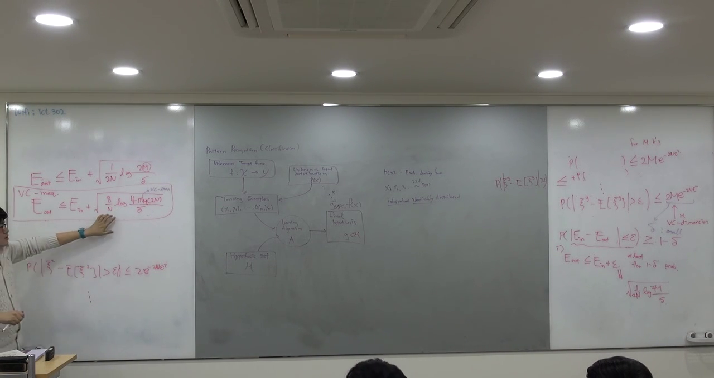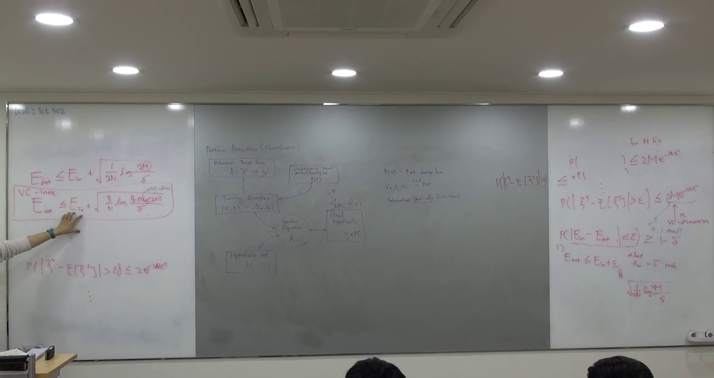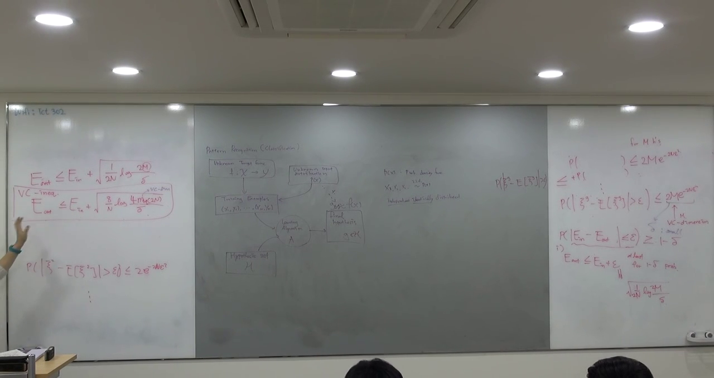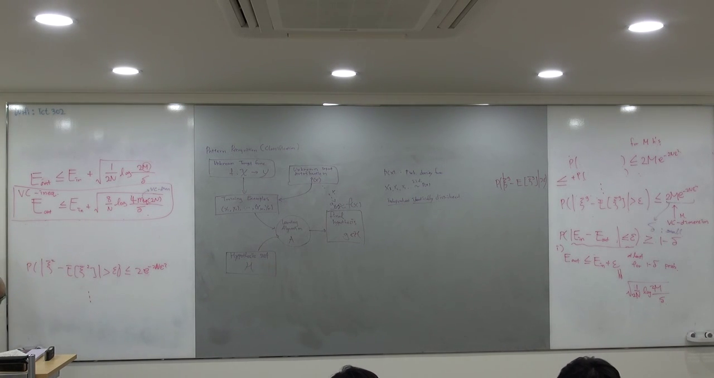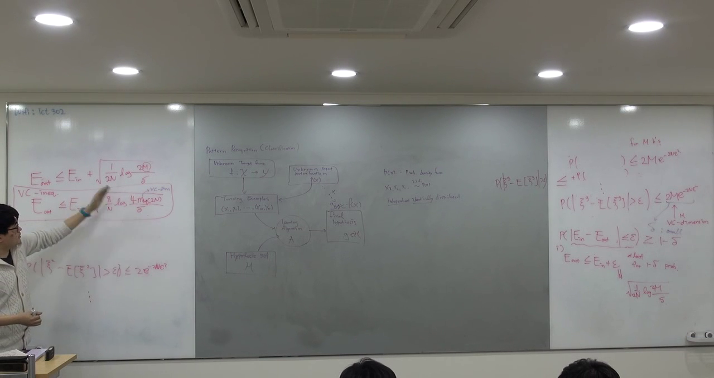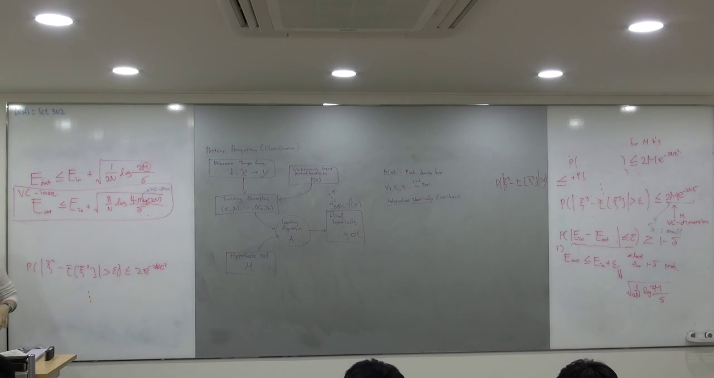So if you have a large number of n, the difference between the in-sample error and the out-of-sample error will be very reduced. So if you have a large number of training data, then you will have better generalization, and you can always improve your performance in classification because this whole number goes to 0 if n goes to infinity.